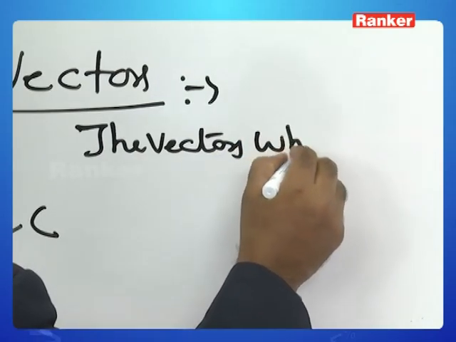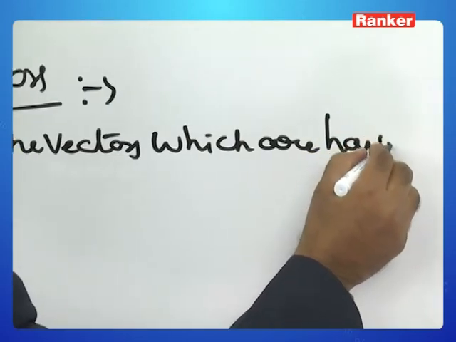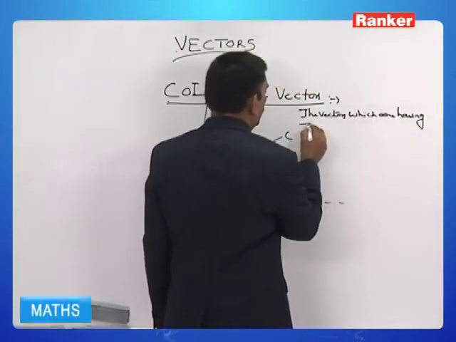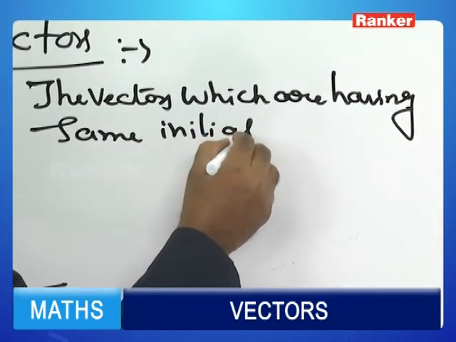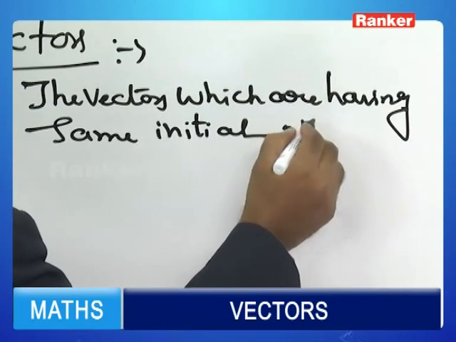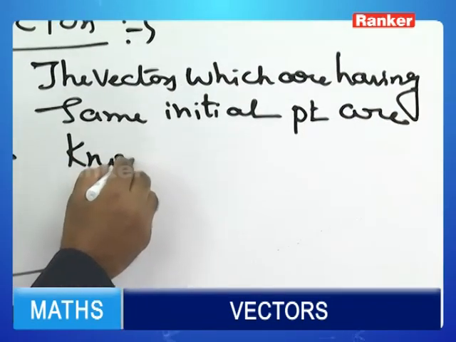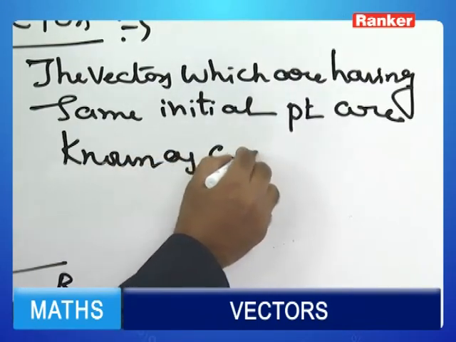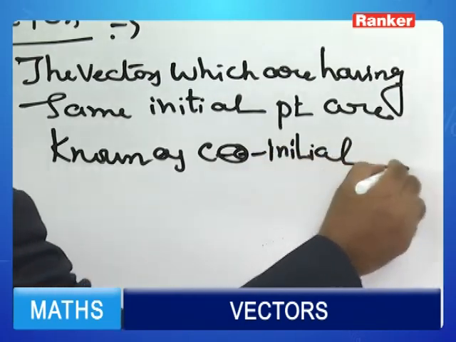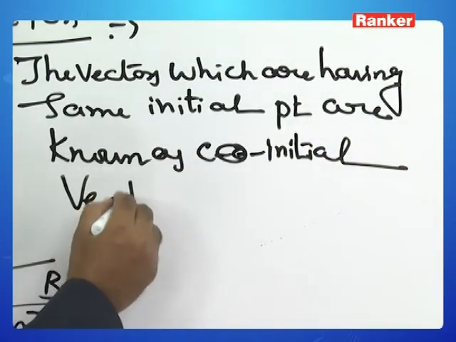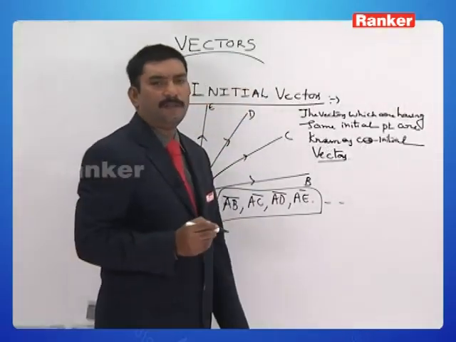The vectors which have the same initial point are known as co-initial vectors.